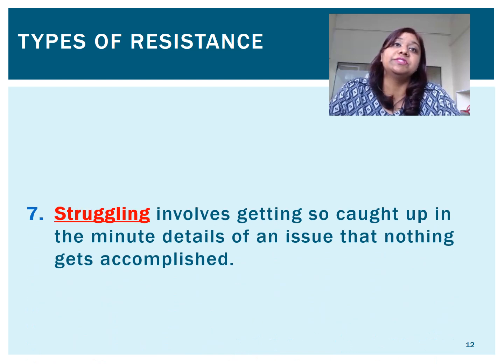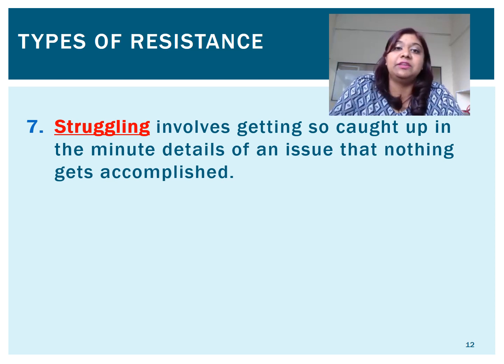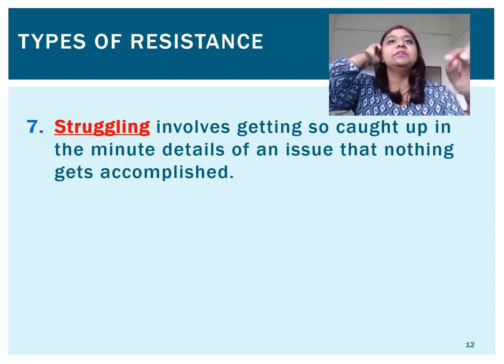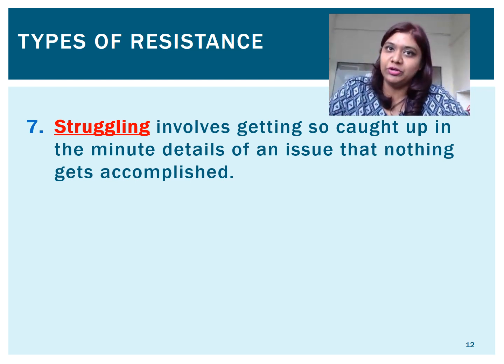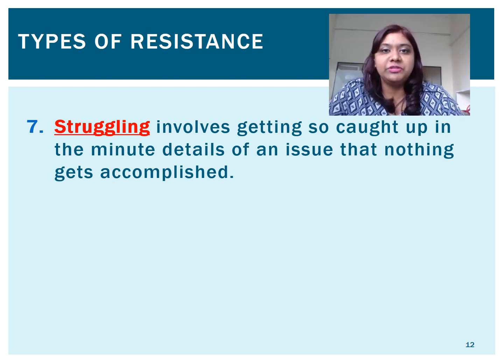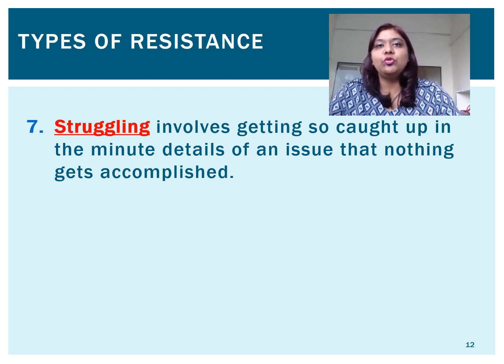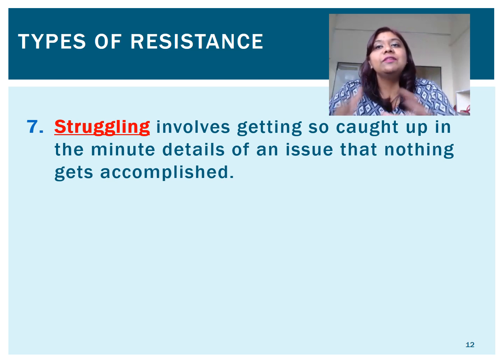The seventh type of resistance is struggling. Now, struggling basically means that you're so caught up with the minute details of an issue that nothing gets accomplished. Now, a perfect example of this is when you have an assignment to do. Let's just say you have a PowerPoint presentation to work on. You know that the presentation is something that is very difficult. It involves doing a lot of research, preparing a lot of material. However, because you are so caught up with focusing on the design of the PowerPoint, the font size, the color of your background, you focus on all these minute details that you overlook the bigger issue.